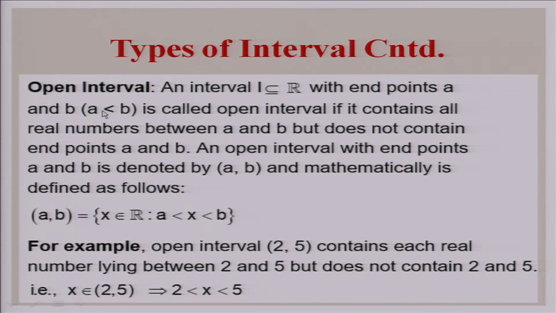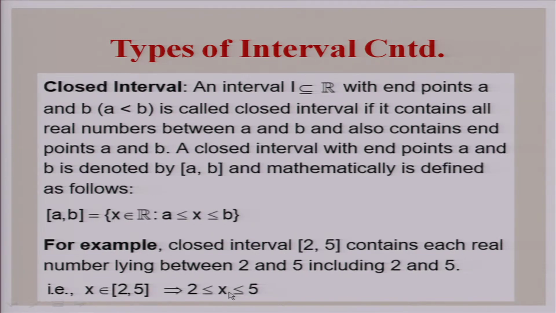Now on the basis of the endpoints criterion, we say an interval is open if it contains all the points between the endpoints. If we have the starting point A and ending point B, and a set contains all the numbers which are greater than A and less than B, but not equal to A and not equal to B, meaning A and B are not included in this set, then that type of interval is known as an open interval. For example, if you take A equal to 2 and B equal to 5, then if x belongs to this interval, it means x is greater than 2 and less than 5.